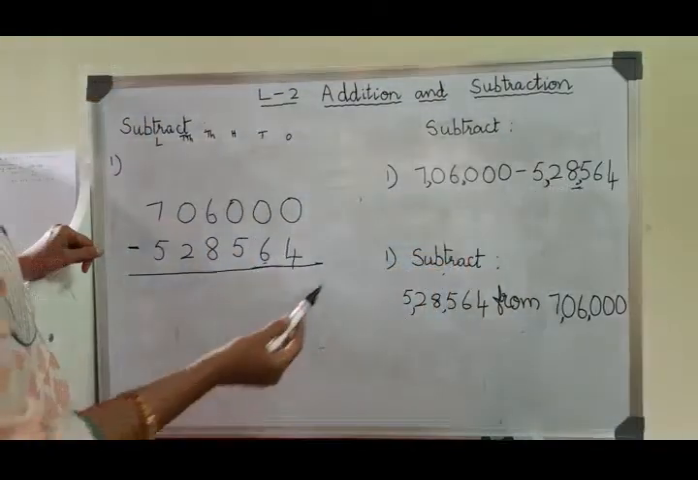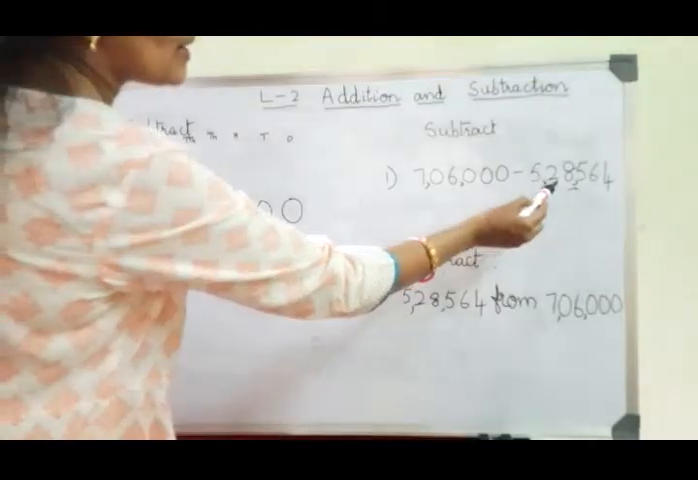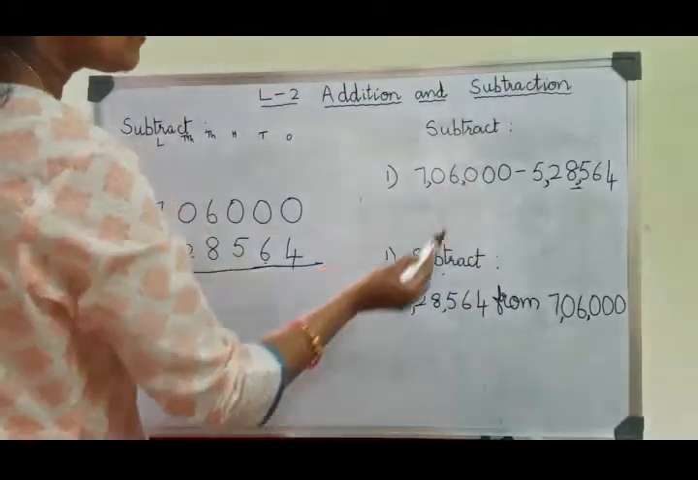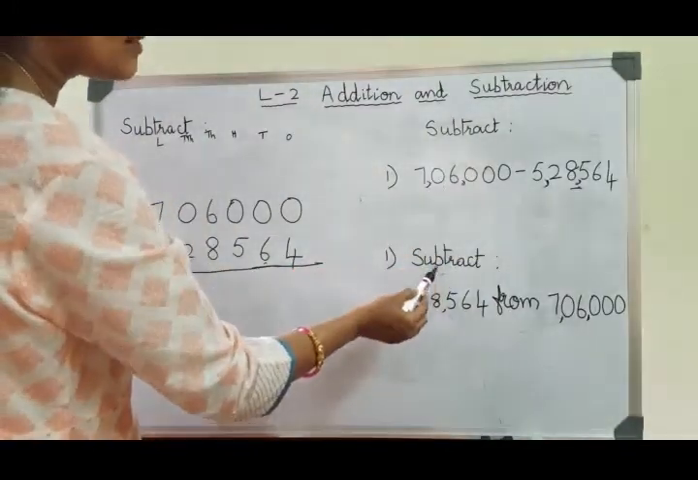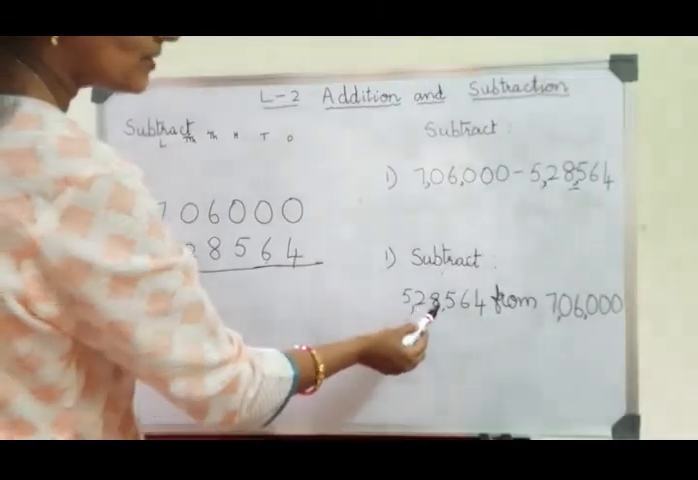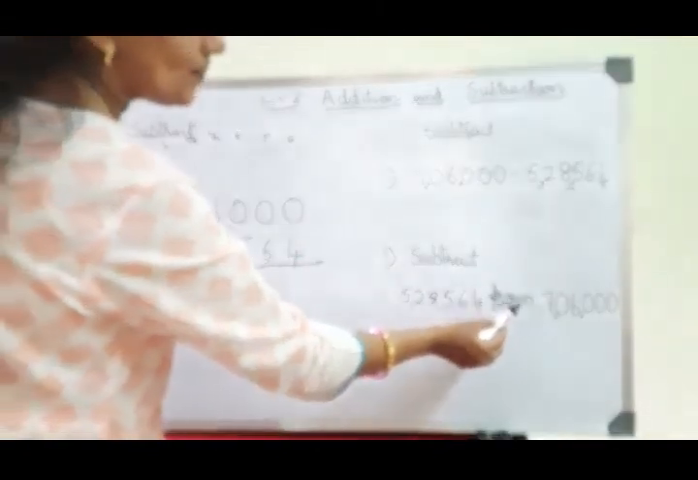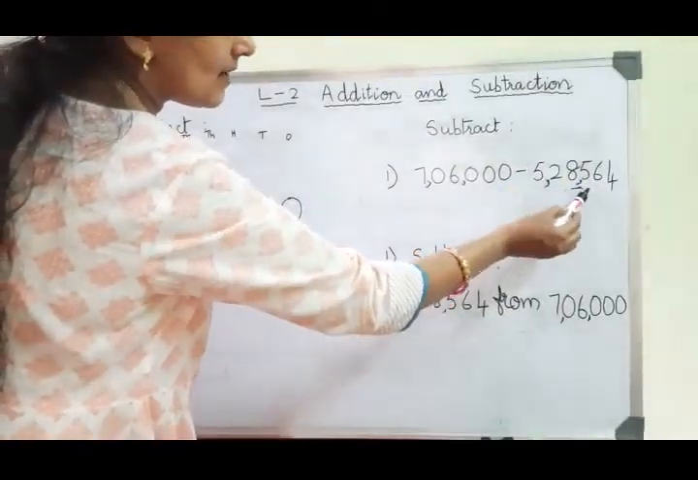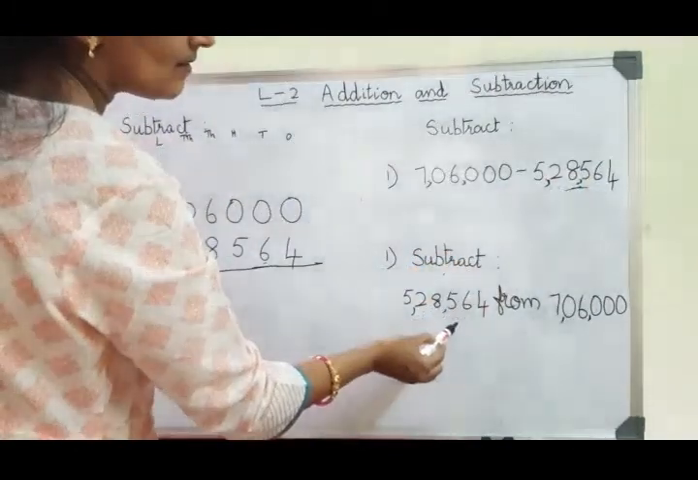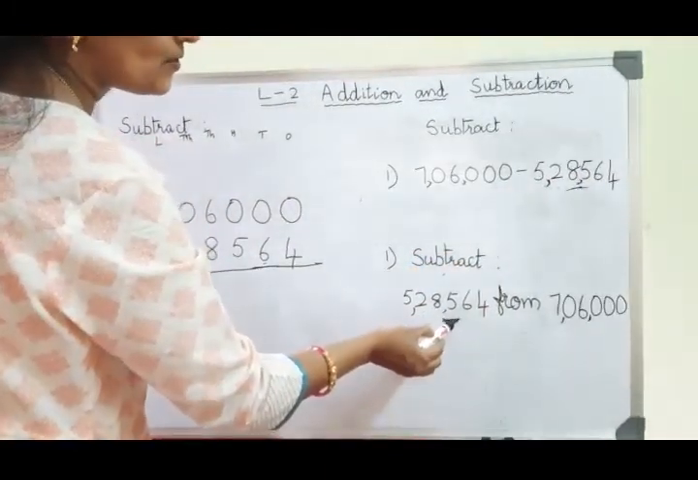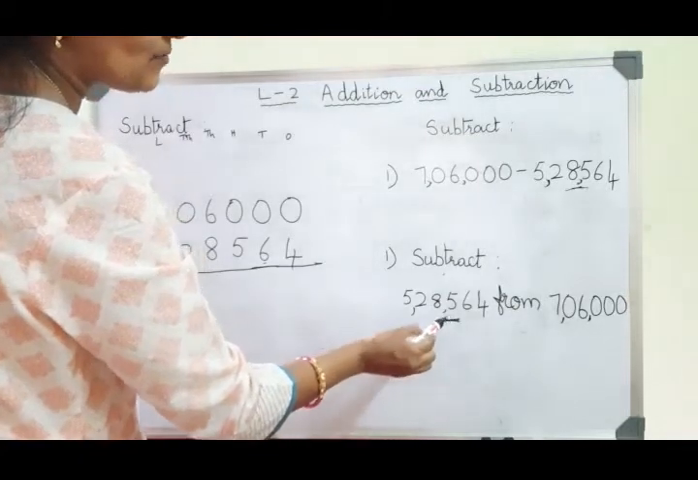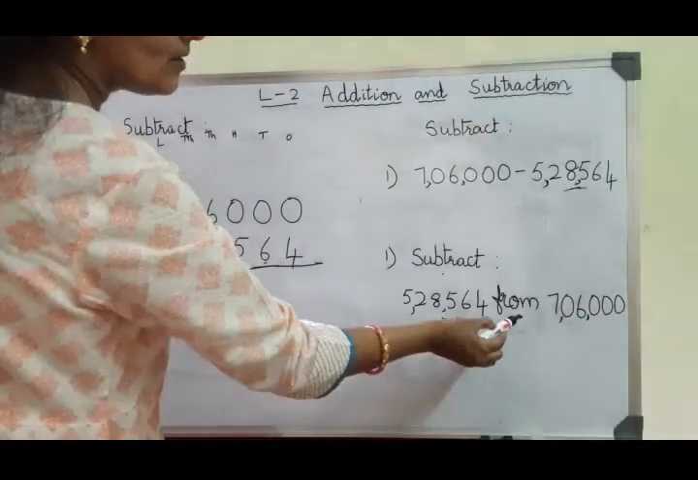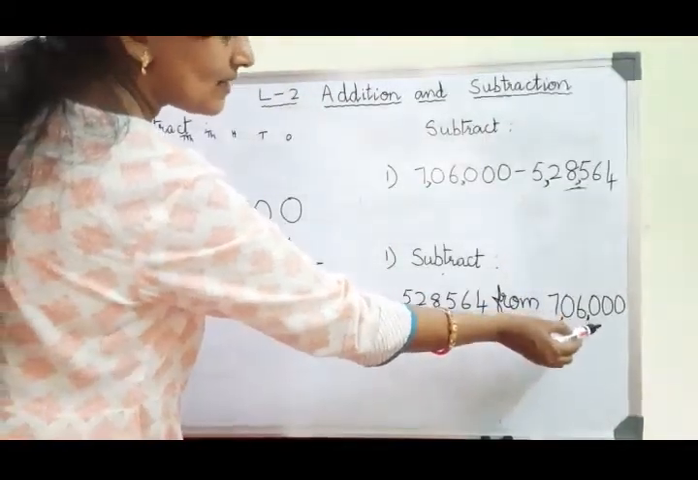And read the number. Which number do you have to subtract here? It is 5,28,564. From which number? 7,06,000. Now the same question can be asked like this also. Subtract 5,28,564 from 7,06,000. Here 5,28,564 is written as the second number, but here it is written as the first number. You should not get confused when you are writing the numbers vertically. The word 'from' is there. Instead of a subtraction sign, here it is 'from'. So you are getting 7,06,000 as the first number here.